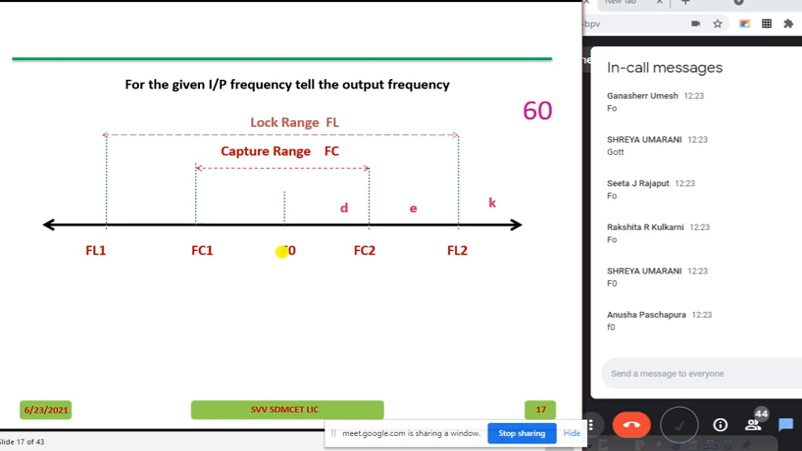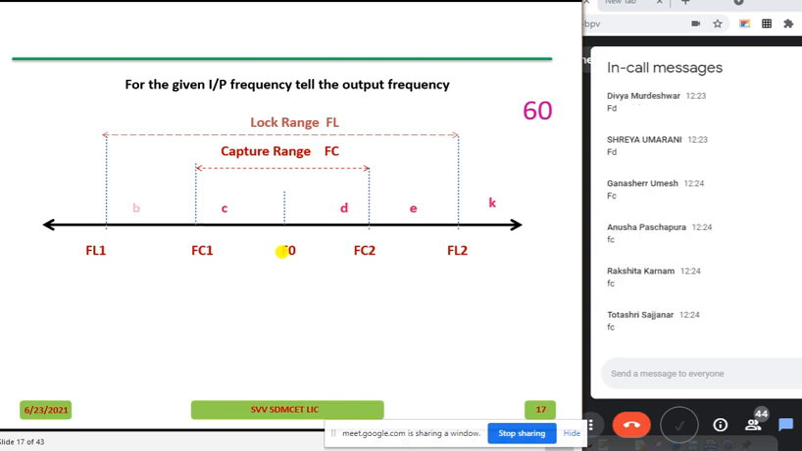Now I am giving FD. What is the output? Can you tell now? I have given FD. Output will be equal to what? Definitely FD because it is in between FC1 and FC2. Definitely output becomes equal to input. एक बार हो गया, now we can drag up to anything, FL1 and FL2. FC I am giving, automatically output will be equal to input, it will be FC only.